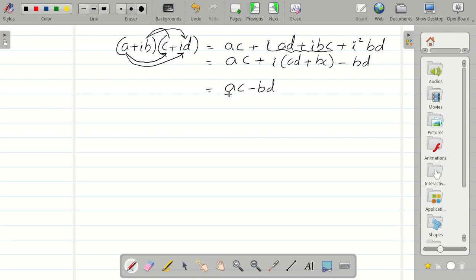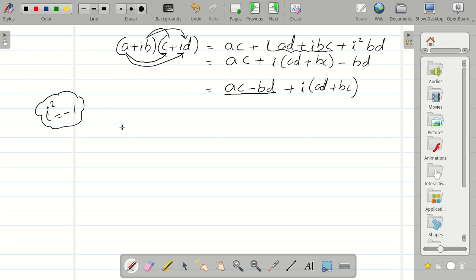I'm writing the terms without i, and then I'll write the terms ad plus bc. Okay, so this is how we multiply complex numbers, and I hope you didn't have trouble with that i square, because in the last video I told you i square is minus 1.